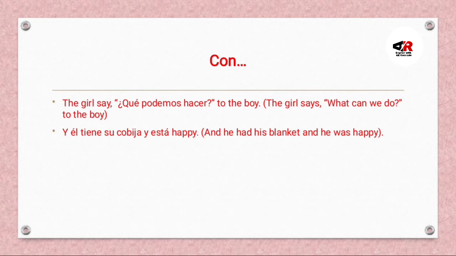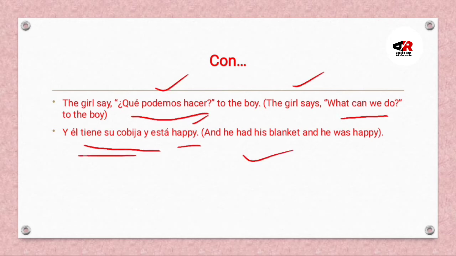The girls say, this is another language, to the boy. Now the girl says, what can we do? This phrase or this sentence means what can we do to the boy. The girl says, what can we do to the boy? And it's another language, happy, and happy is the word of English. And he had his blanket and he was happy. The whole sentence translation is here, like, and he had his blanket and he was happy.